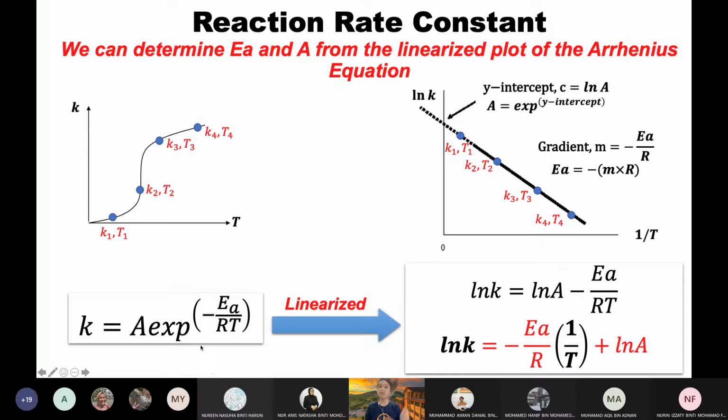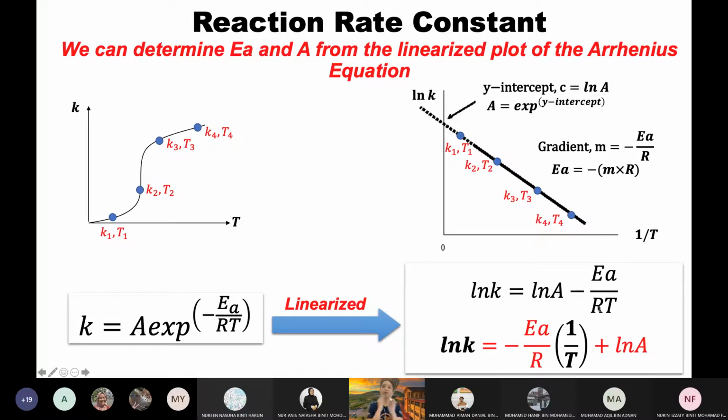Okay. Eksponen ni, bahagian eksponen tu kan eksponen kuasa minus EA per RT. Kalau kamu ln kan, basically apa berlaku? Exponential tu dah hilang. Okay, this is mathematics. I explain in a very simple way. Exponential kuasa minus EA per RT, kalau kamu ln kan, exponential tu dah hilang. So dia terus jadi minus EA per RT. So kamu nampak ln K sekarang dah menjadi ln K equals to ln A minus EA per RT.